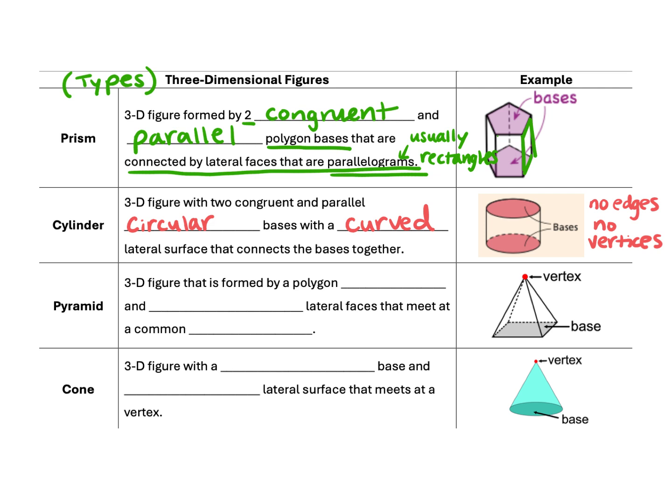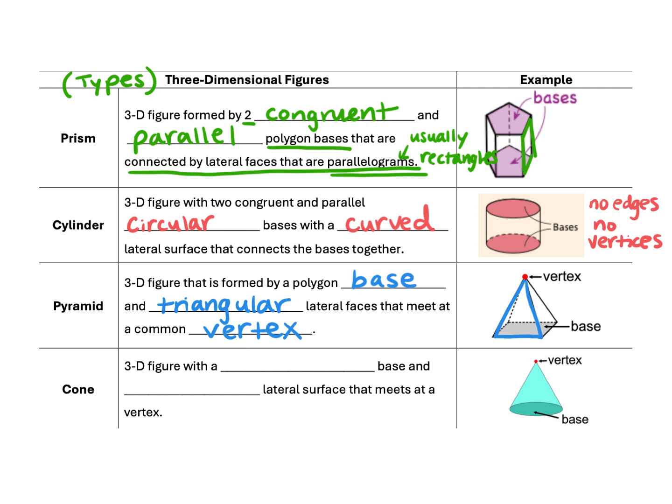Next up, we have a pyramid, and a pyramid is a three-dimensional figure that's formed by a polygon base and triangular lateral faces that meet at a common vertex. So notice in this example, the base is a rectangle, and then the lateral faces are triangles. And where those triangles meet, that's a common vertex.